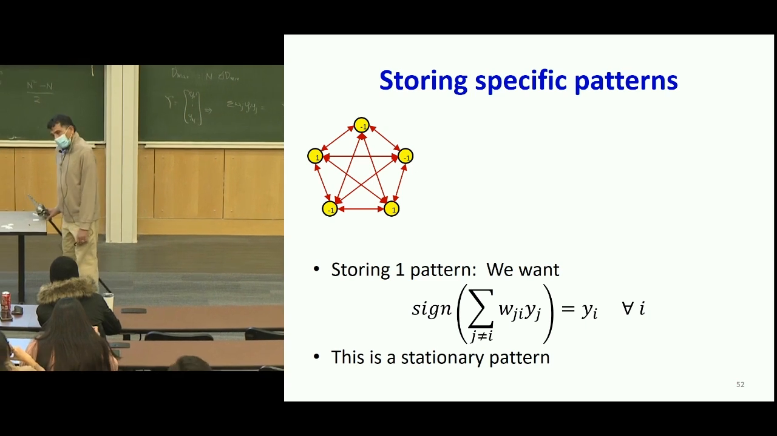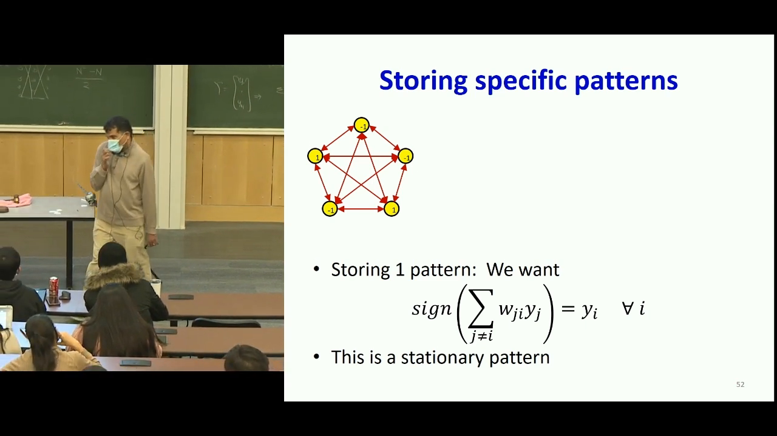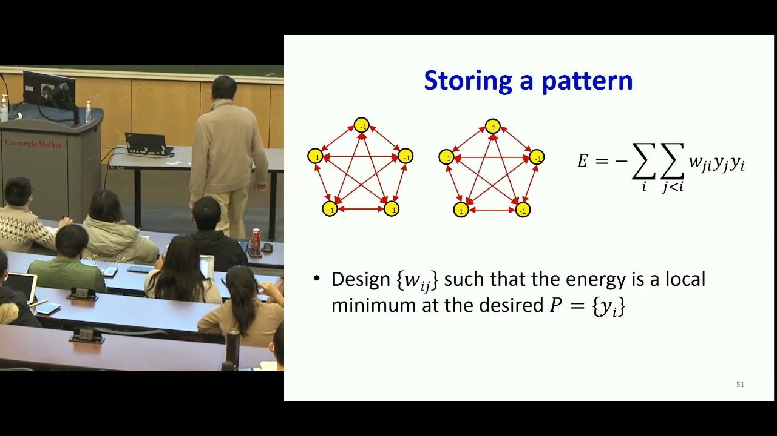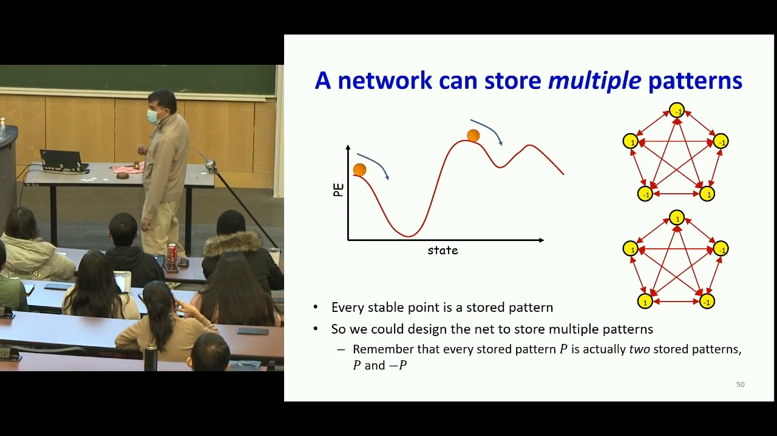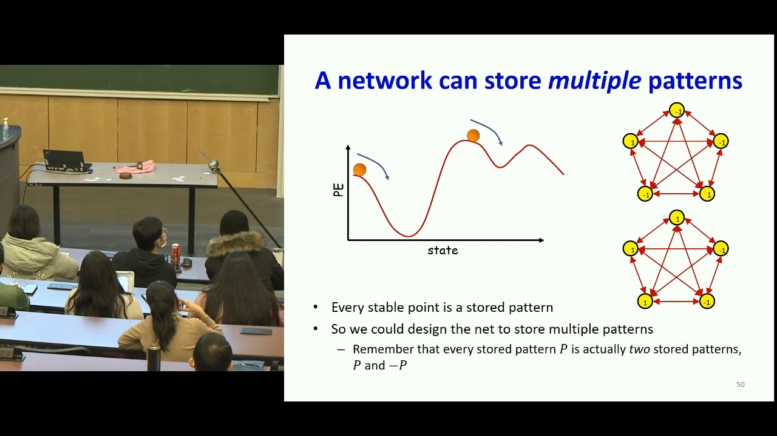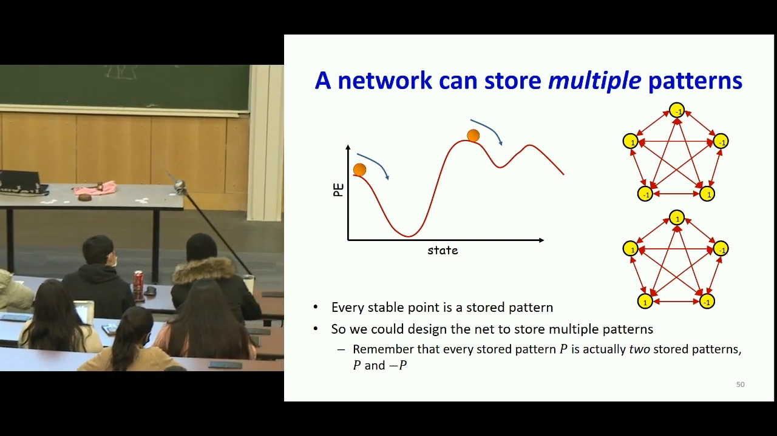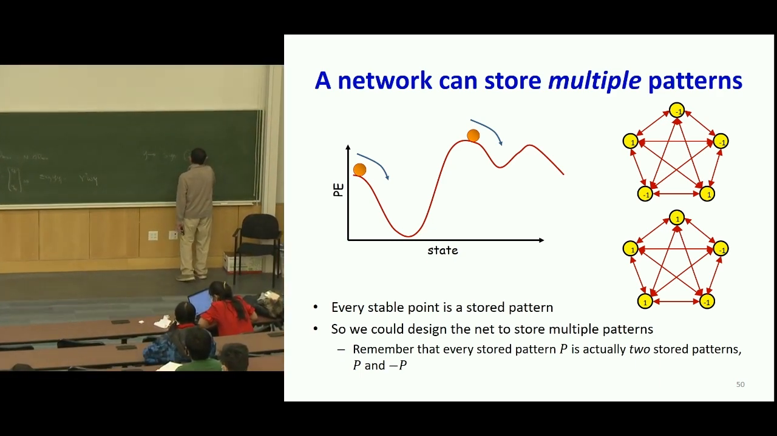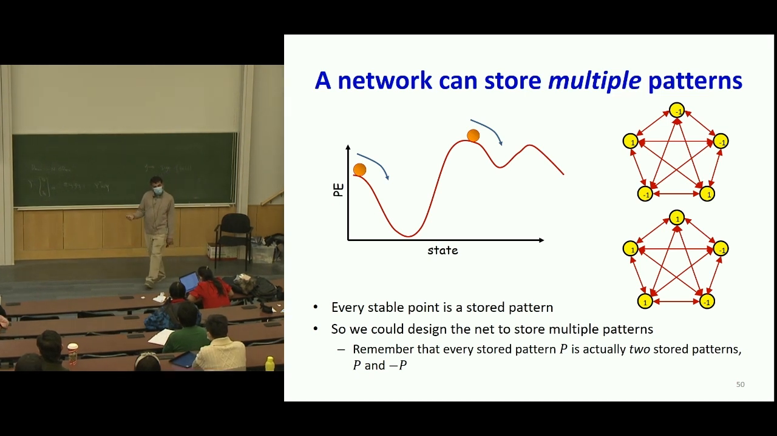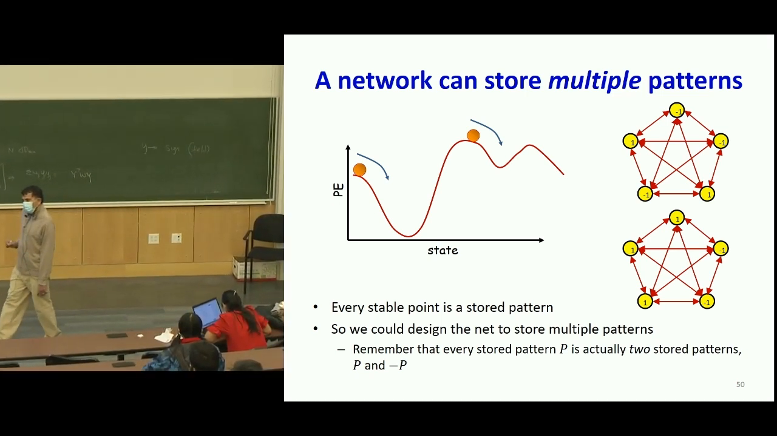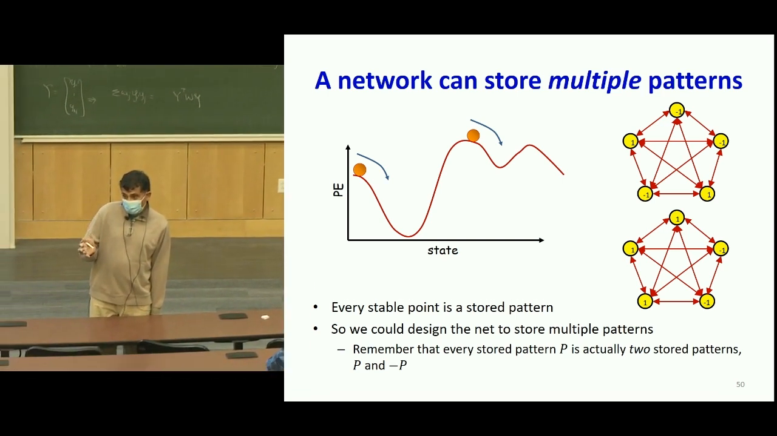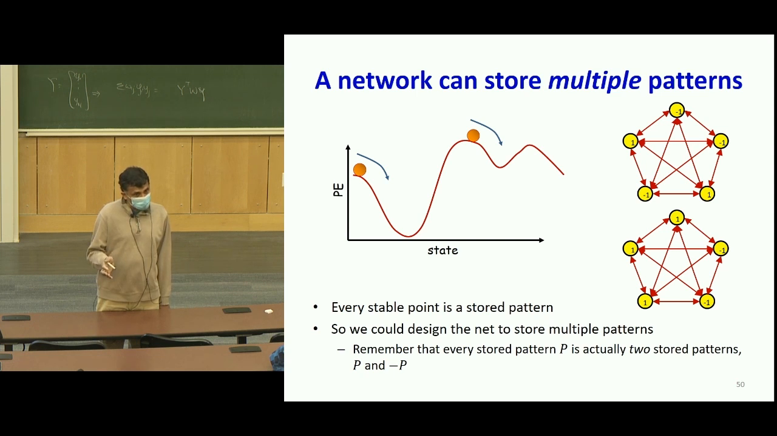Now, when you store a pattern, here's what happens. There are two characteristics for storing a pattern. First, take a look at this energy contour. What happens at each neuron? Each neuron says y goes to sign of field, right? That's the behavior at each neuron. If the field is negative, the neuron becomes negative. If the field is positive, then the neuron becomes positive. When will this stop changing? If for every neuron, y is the same as the sign of the field at the neuron itself.